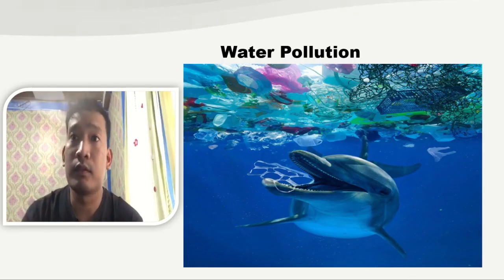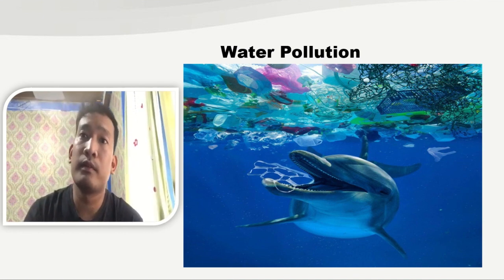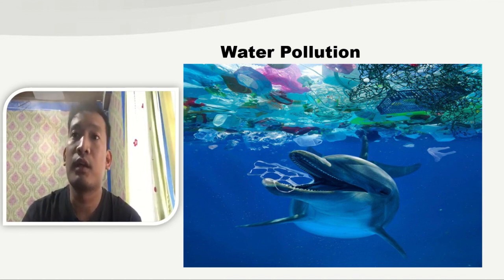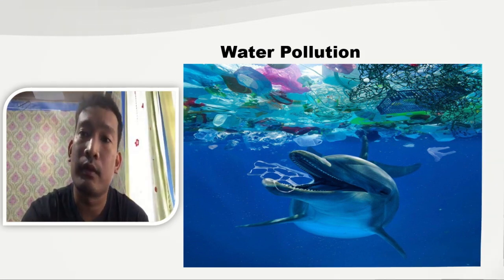Water pollution occurs when harmful substances, often chemicals or microorganisms, contaminate a stream, river, lake, ocean, aquifer, or other body of water, degrading water quality and rendering it toxic to humans or the environment.